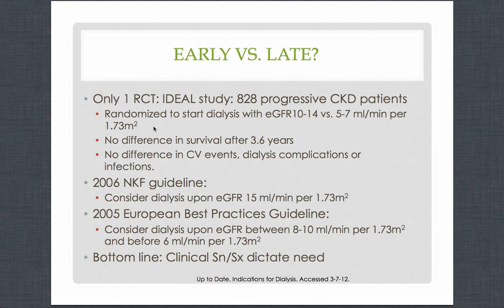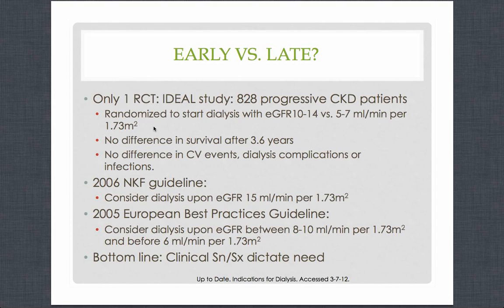So the National Kidney Foundation guideline recommends beginning dialysis upon a GFR reaching 15. However, the European best practices guidelines suggest starting dialysis between 8 and 10. So obviously there's some difference. Europe tends to be a little more conservative, but they also tend to have better outcomes and lower costs.